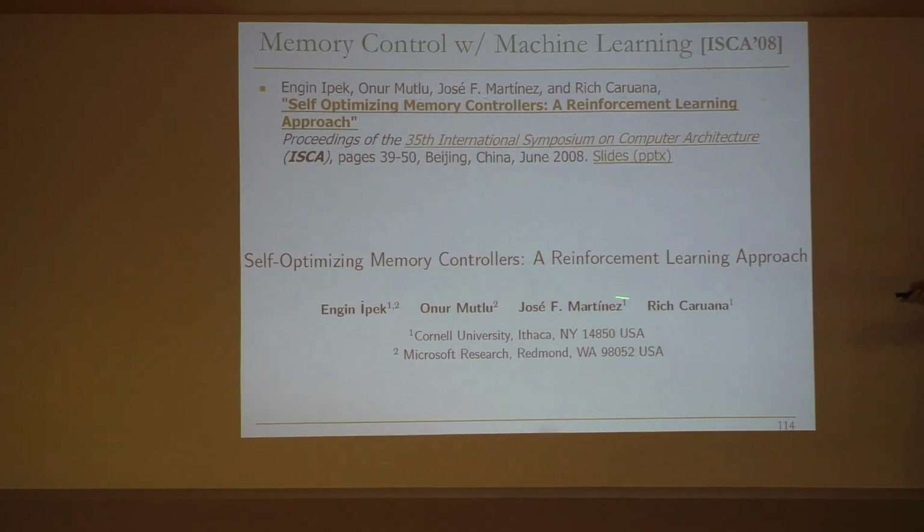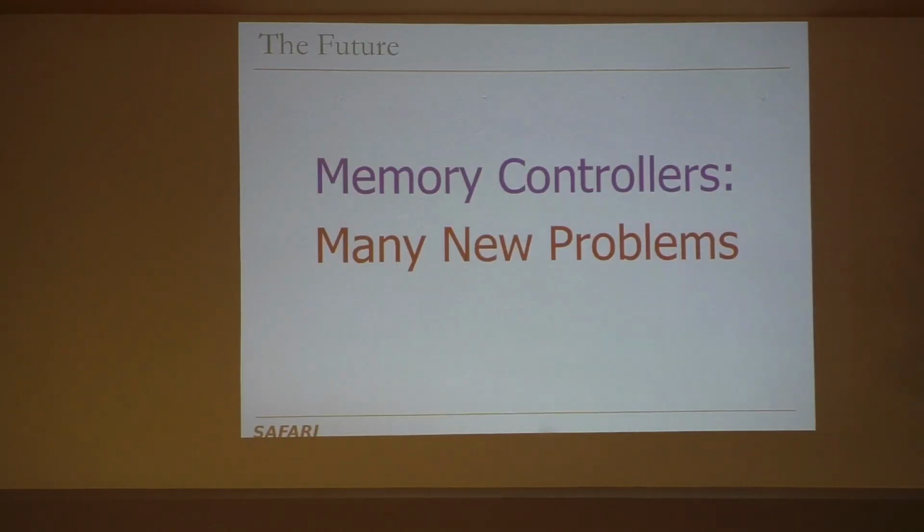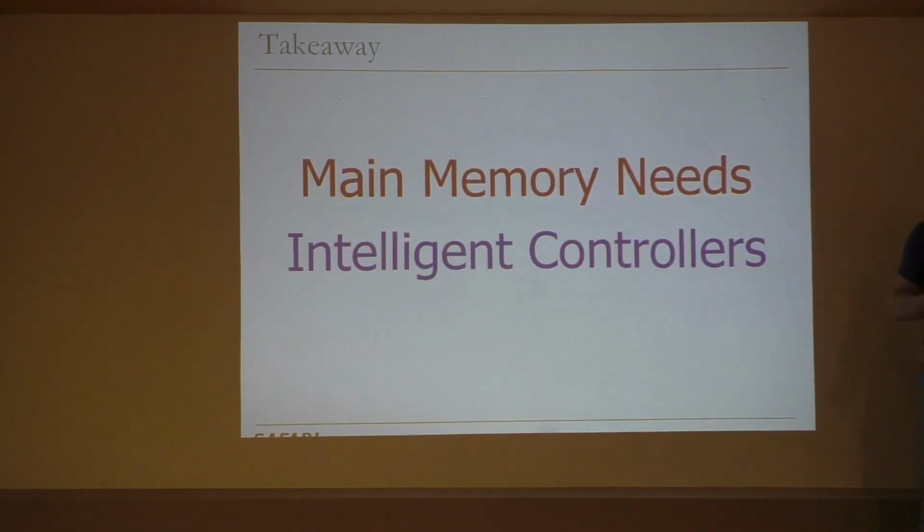But we showed that if you actually treat the memory controller as a reinforcement learning agent, and if you design the algorithms such that they learn the policies themselves, they can lead to much more robust and higher performance improvements in this case. I believe there is a huge potential in using machine learning to design memory controllers. So there are many new problems, and I think the main memory really needs intelligent controls. And part of the intelligence comes from using machine learning, as I showed you over here.